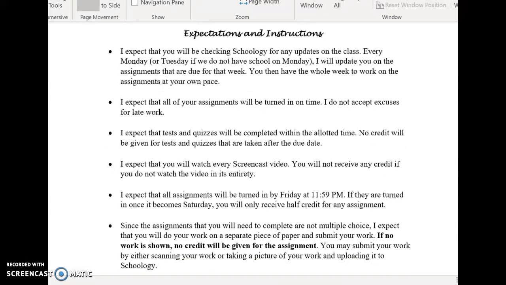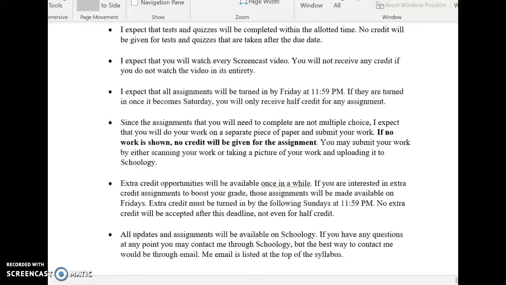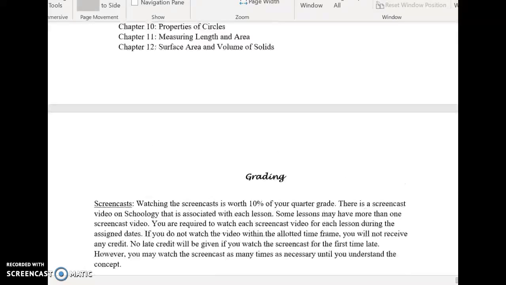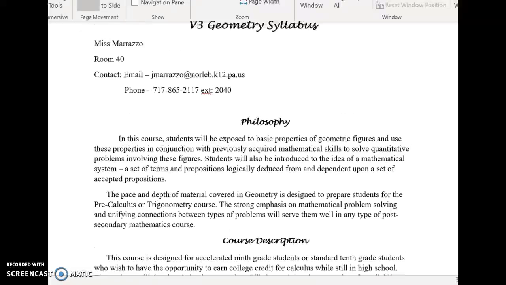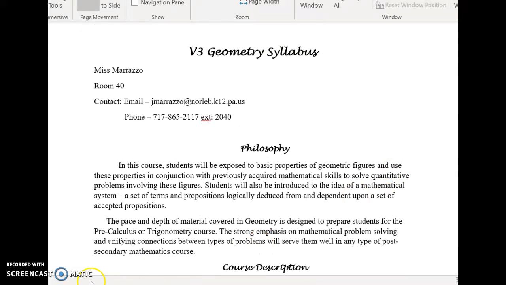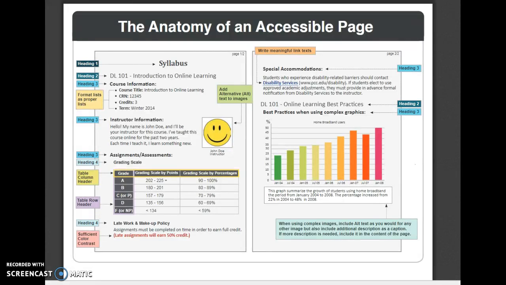So I am going to analyze this as a Word document because I did create it in Microsoft Word. So I'm going to go to the accessibility handbook. The anatomy of an accessible page is actually what drew my attention to my syllabus. I probably could also add in the whole grading scale system, just Northern Lebanon's standard grading scale and stuff.